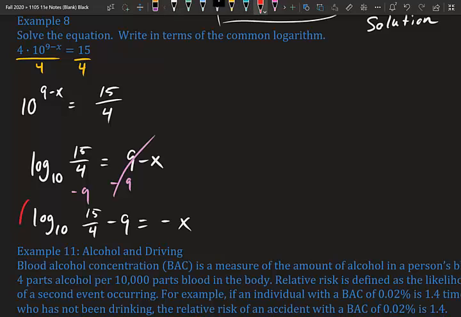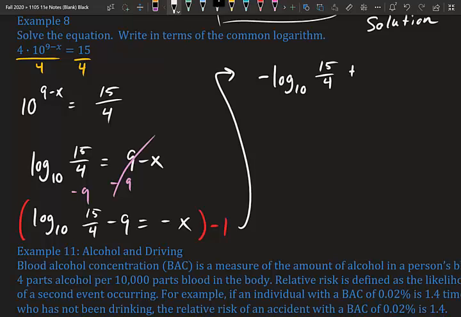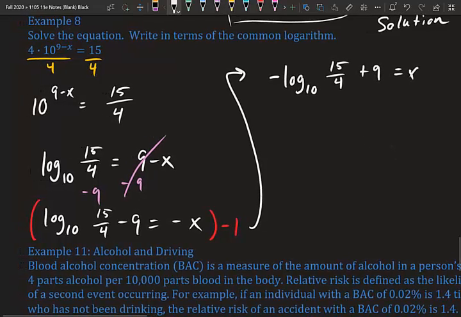We're not allowed to have negative x, so I'm going to divide or multiply by negative 1. So now we have negative log base 10 of 15 over 4 plus 9 equals x, because we have to distribute the negative.